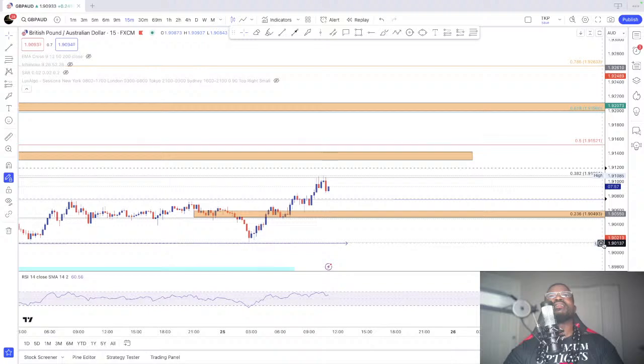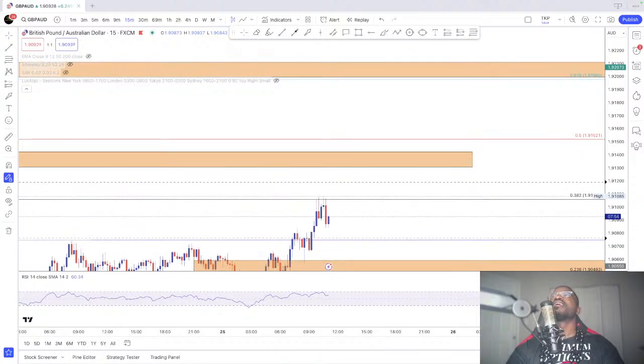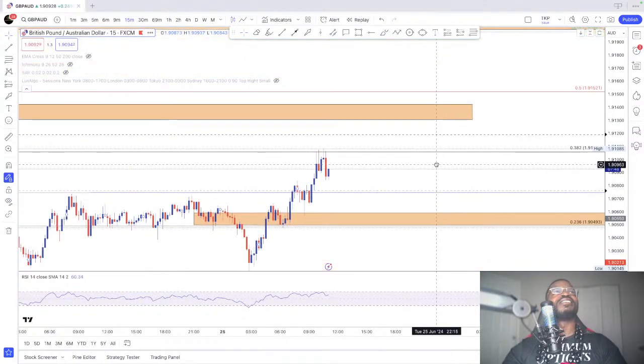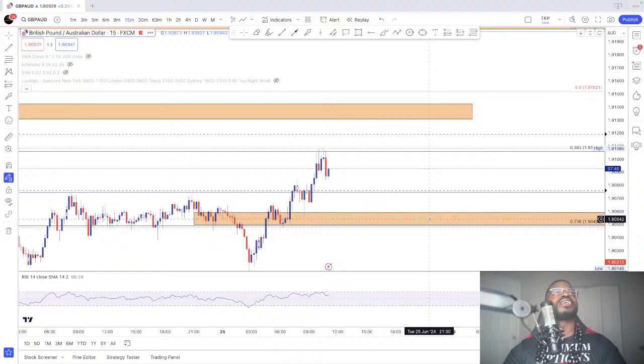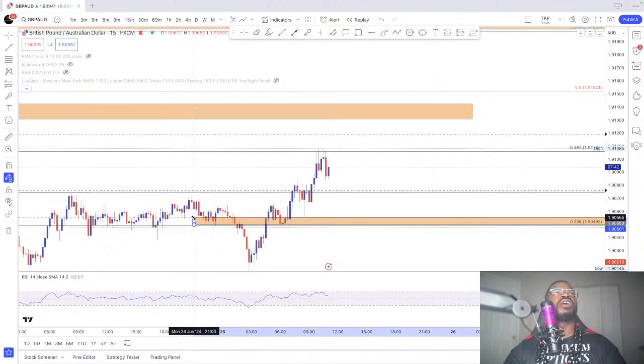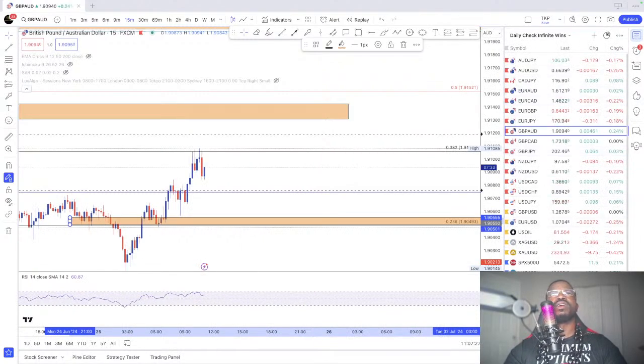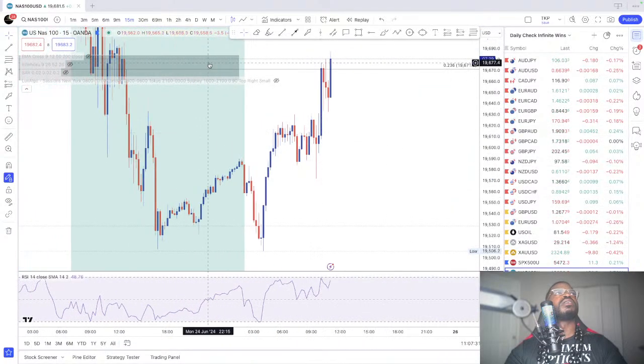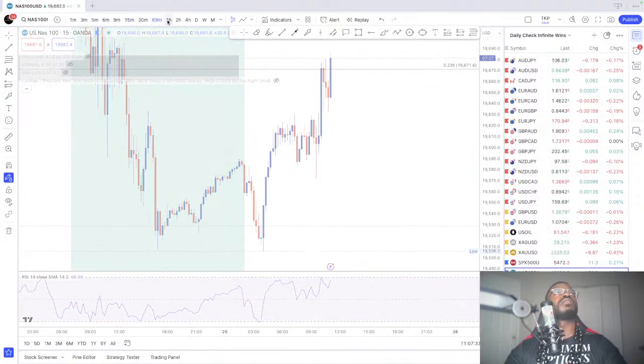So let's go ahead and check out Sniper. What up, God? Let's go ahead and check out. Oh yeah, look at that. Right shoulder. Let's go ahead and check out that NAS 100, man. What's going on?